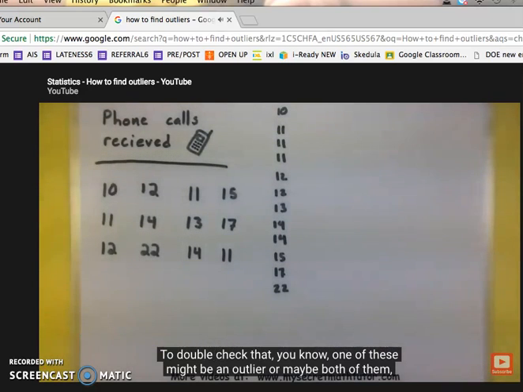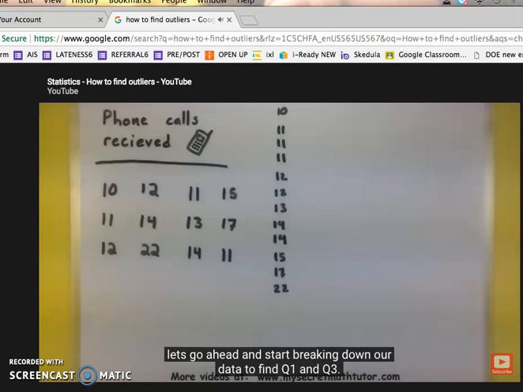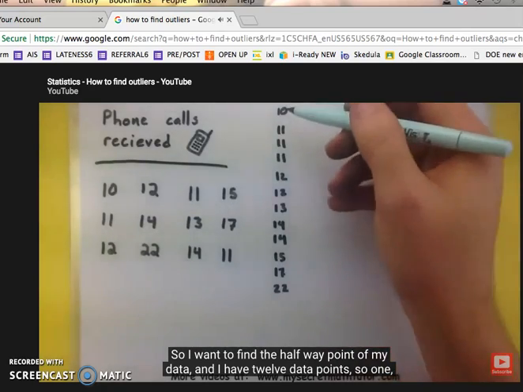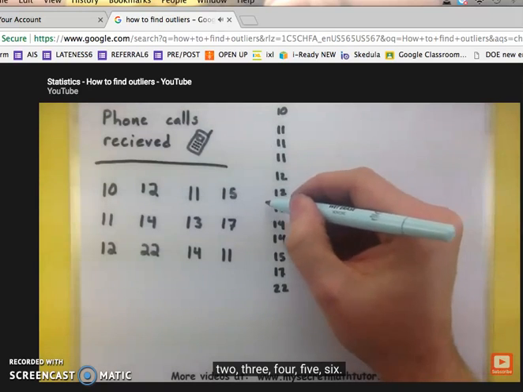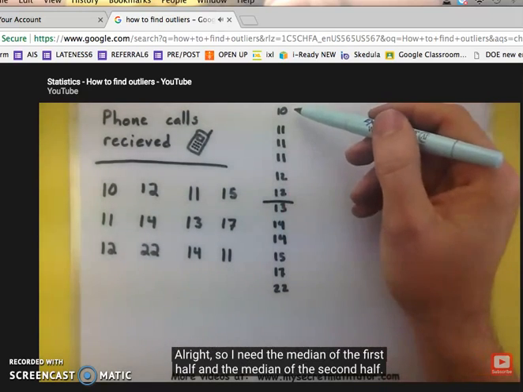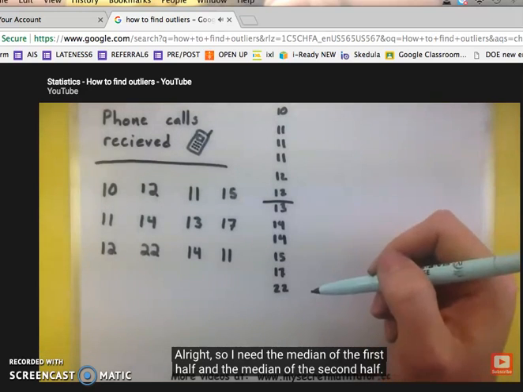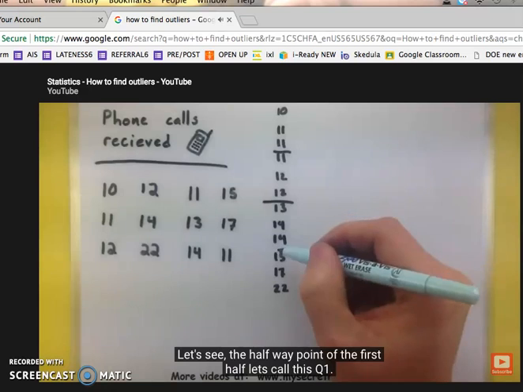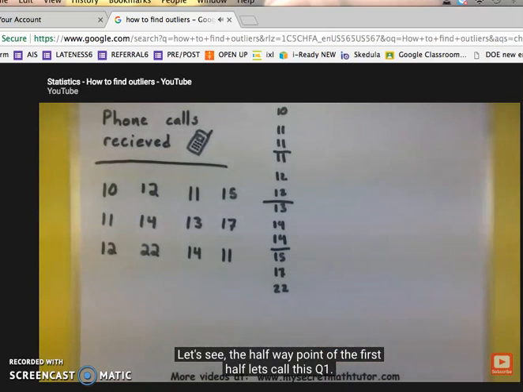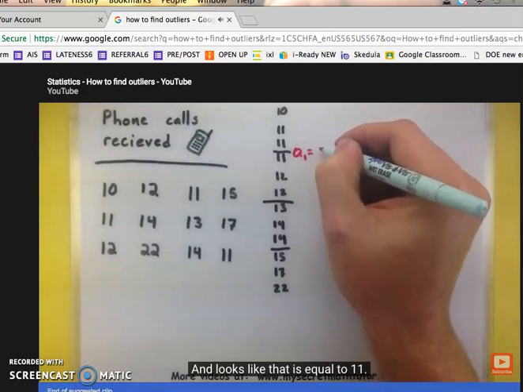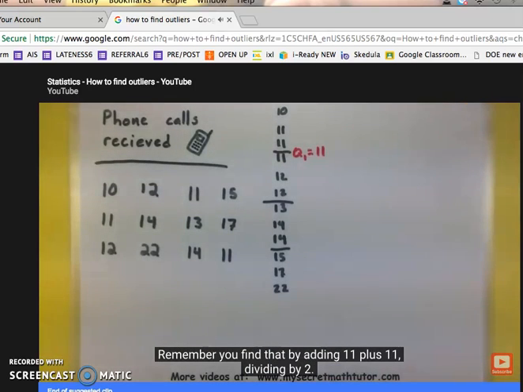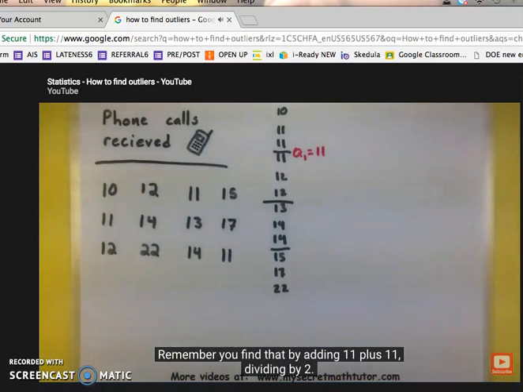To double check that one of these might be an outlier, or maybe both of them, let's go ahead and start breaking down our data to find Q1 and Q3. So I want to find the halfway point of my data, and I have 12 data points, so 1, 2, 3, 4, 5, 6. All right. So I need the median of the first half and the median of the second half. Let's see, the halfway point of the first half, let's call this Q1, and looks like that is equal to 11. Remember, you find that by adding 11 plus 11 and dividing by 2.